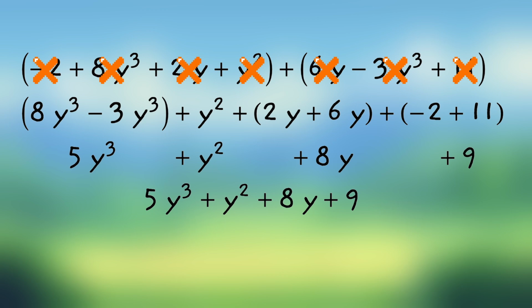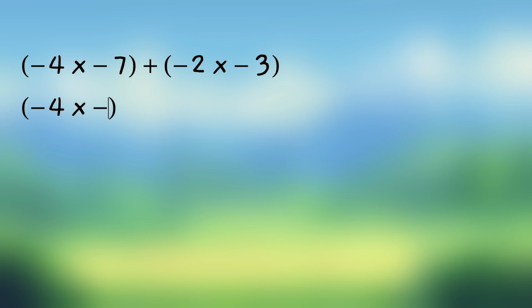Let's see a different type of example. -4x minus 7 plus -2x minus 3. Don't let all the negative numbers distract you. The process is the same. Combine like terms. First we group negative 4x and negative 2x. Then we group negative 7 and negative 3.